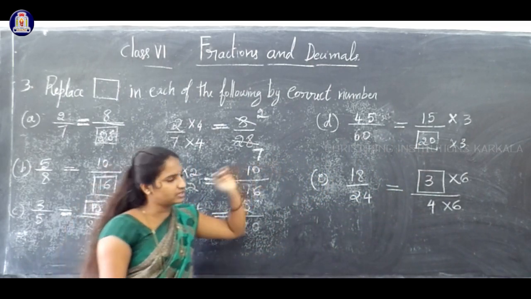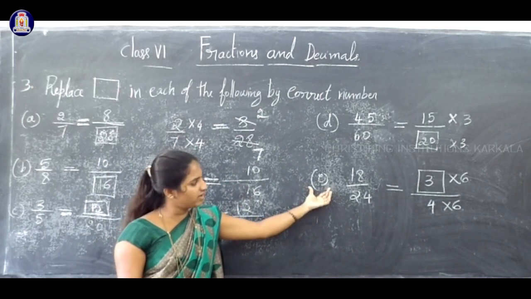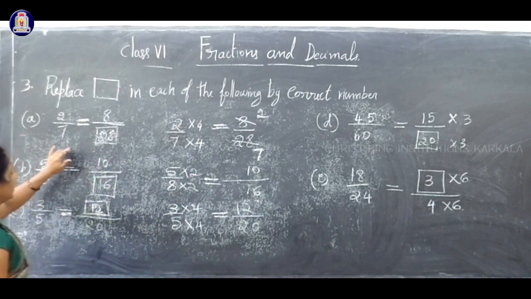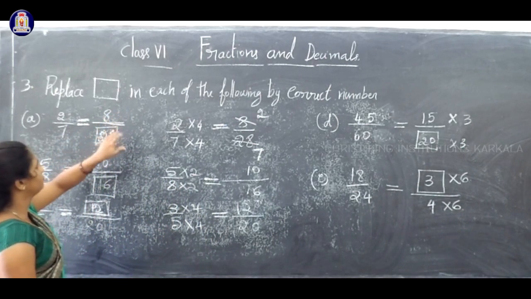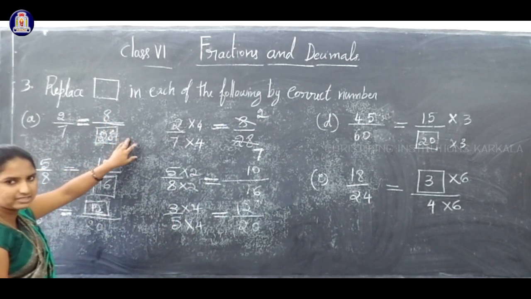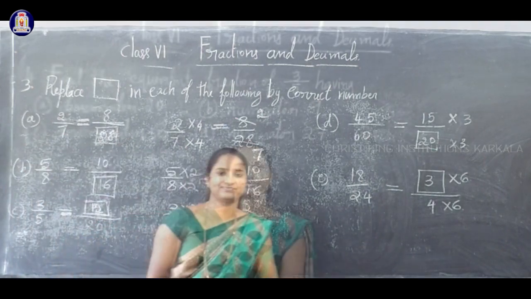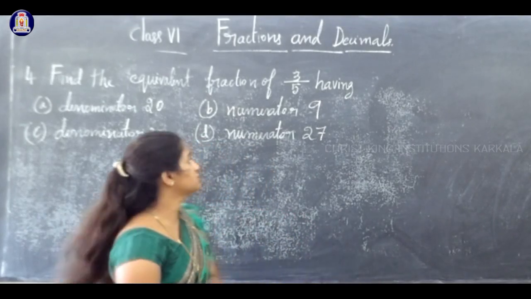So these two questions are different, because we can divide also or we can multiply also. Clear? Here also you can divide by 4 and divide by 4. We will get the same answer. Okay? You can do any method. Yes. Thank you. Okay. The next question is here.